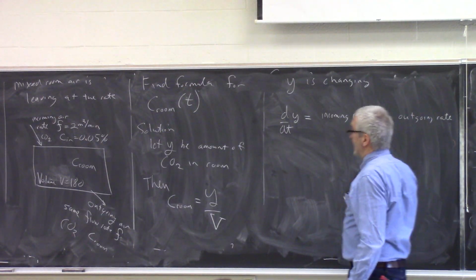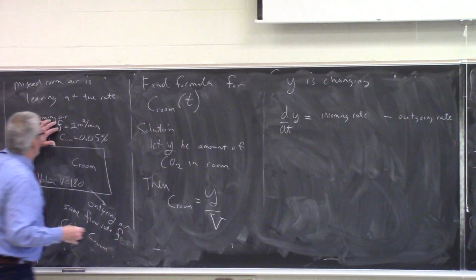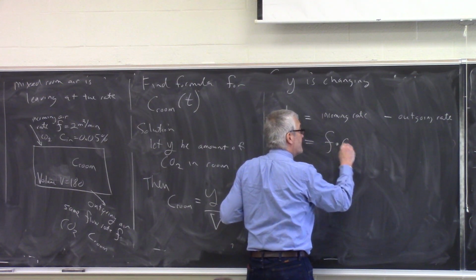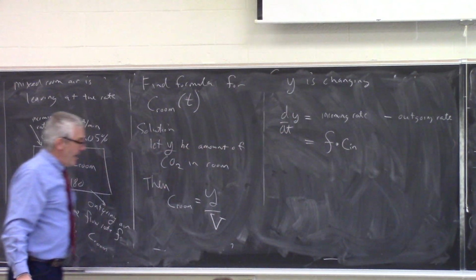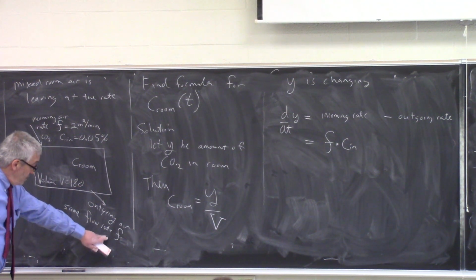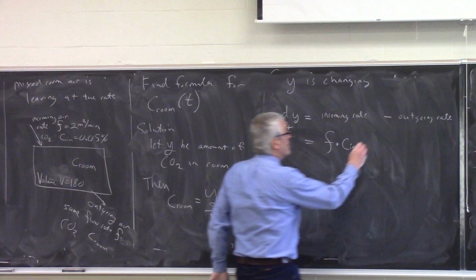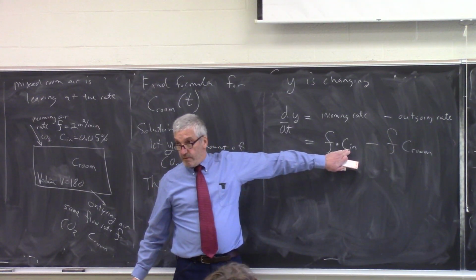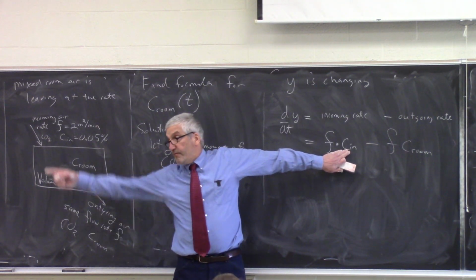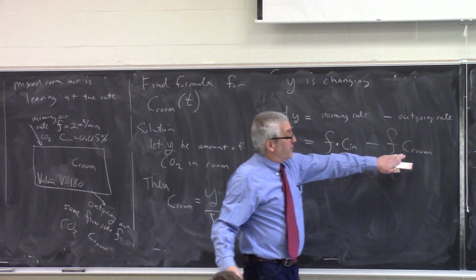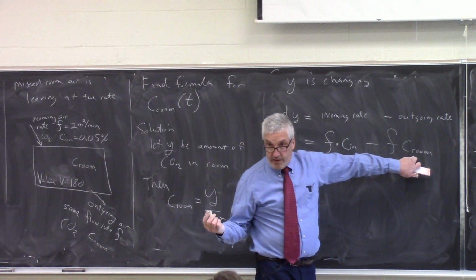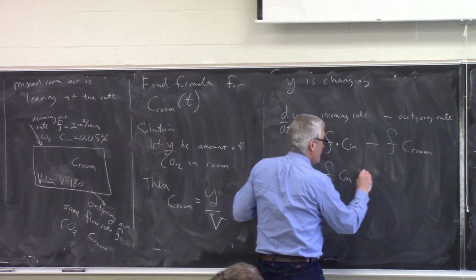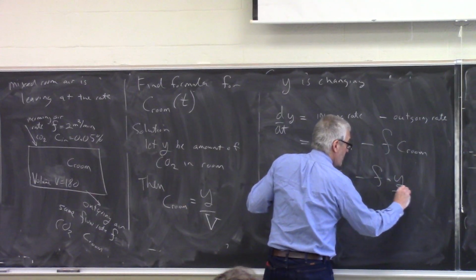What's the rate at which it's coming in? Well, we have this flow rate and we have this concentration. So the incoming rate is F times Cn. The outgoing rate is going to be, well, we've got this flow and we've got this concentration. Oh, but wait, this one's constant. The concentration of CO2 in the incoming air is constant. It's fixed at 0.05%. But the room concentration is varying. That's Y over V. So this is F times Cn minus F times Y over V.